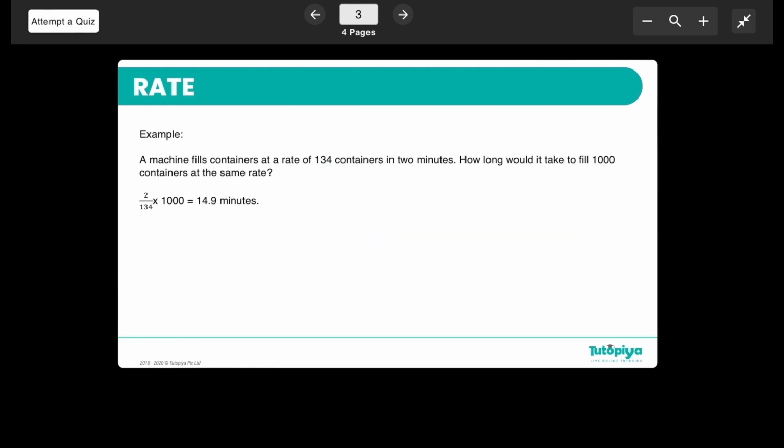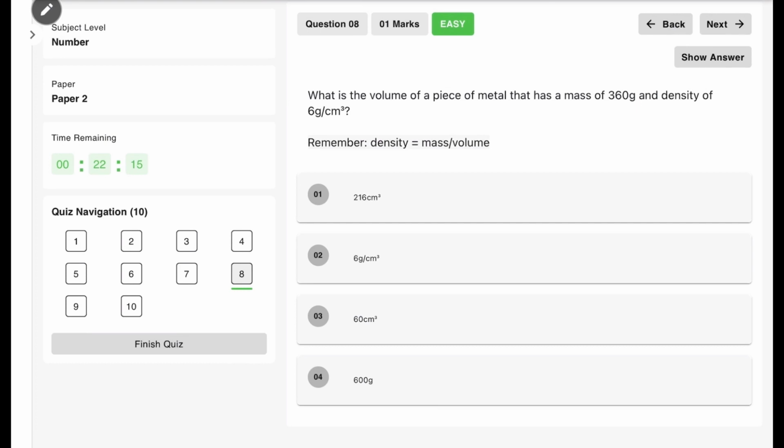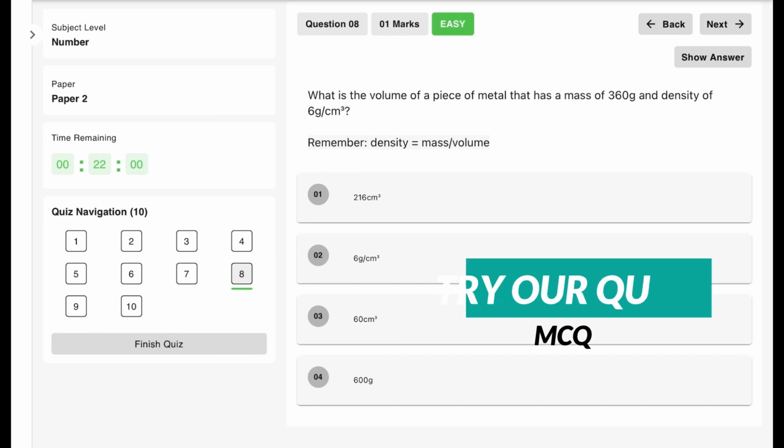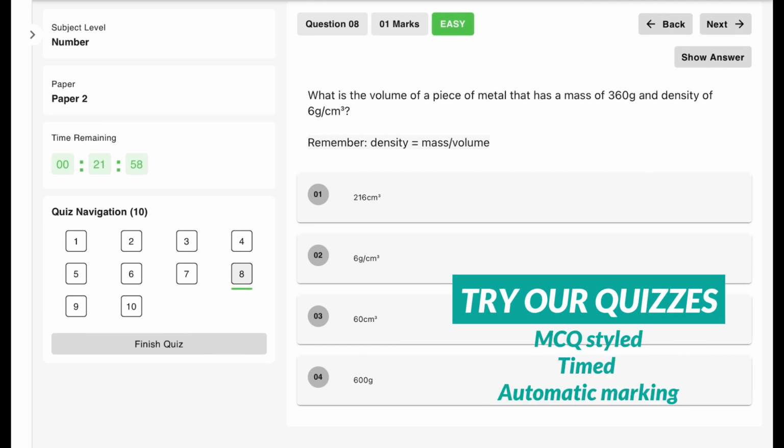Okay, and that is the short lesson on rates. All right, so we're going to finish off with a question. What is the volume of a piece of metal that has a mass of 360 grams and a density of 6 grams per centimeter cube? If you think about it, they have given the formula here.